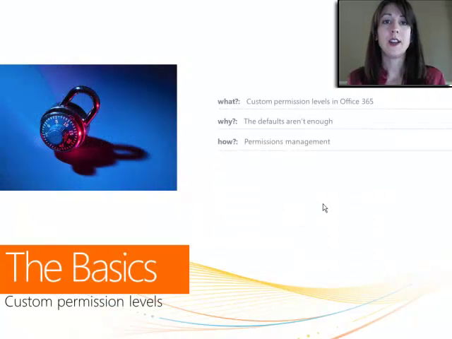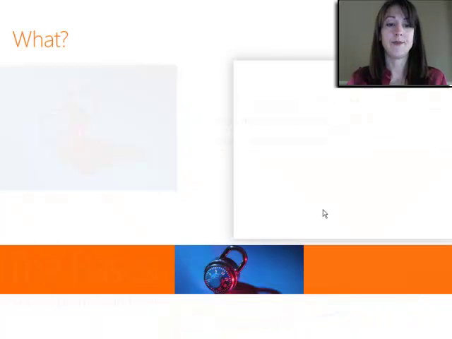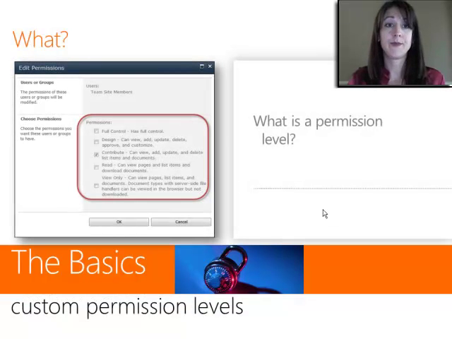In SharePoint, with permissions, we have the ability to give people different abilities to do different things in different parts of our Office 365 site, such as at the site level, document library level, and item level. And we're covering all those different places that we can assign permissions in other sessions. But in this session, we're just going to talk about the permission levels themselves and why we would create a custom one. So first of all, what is a permission level?